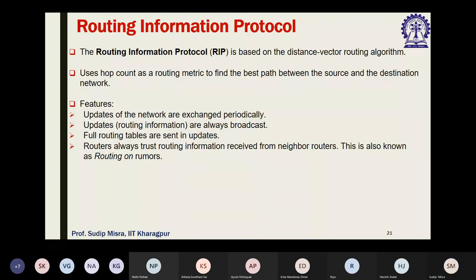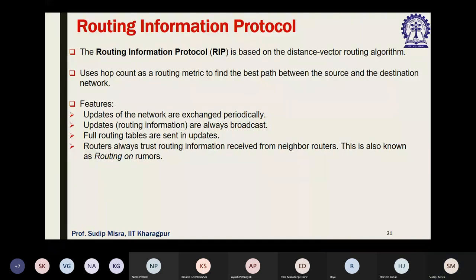Achha, so this is one of the, not one, these are some of the features of this RIP. Okay, now we are talking about what? We are talking about routing table, and last class we spoke about the routing table. Please refer to the notes.